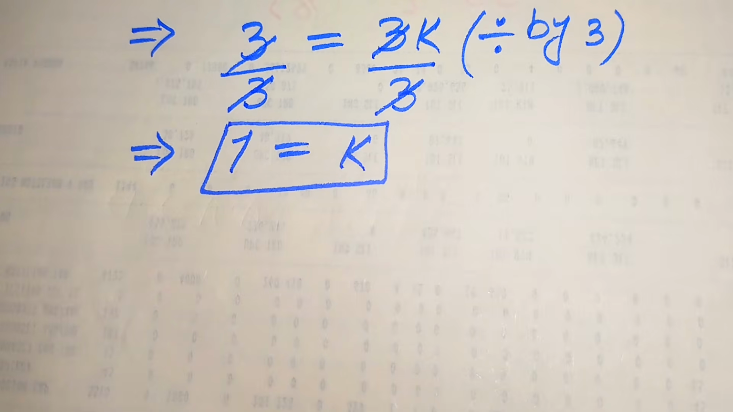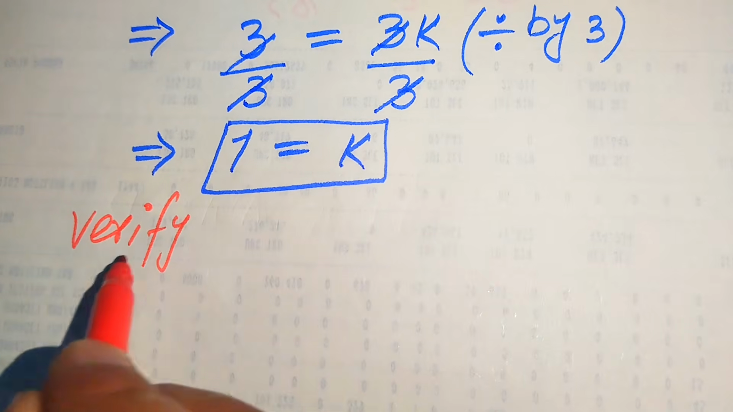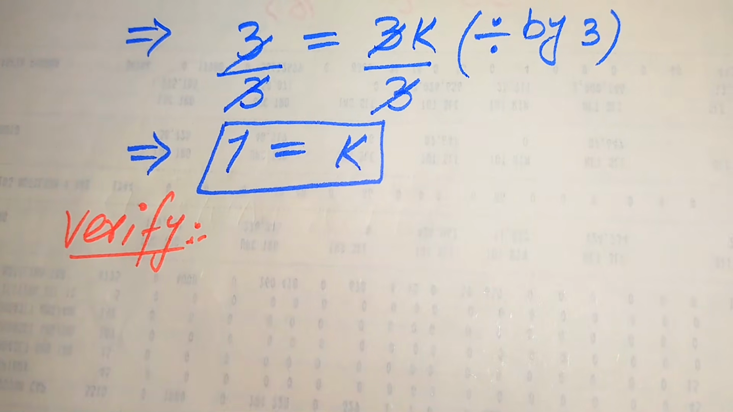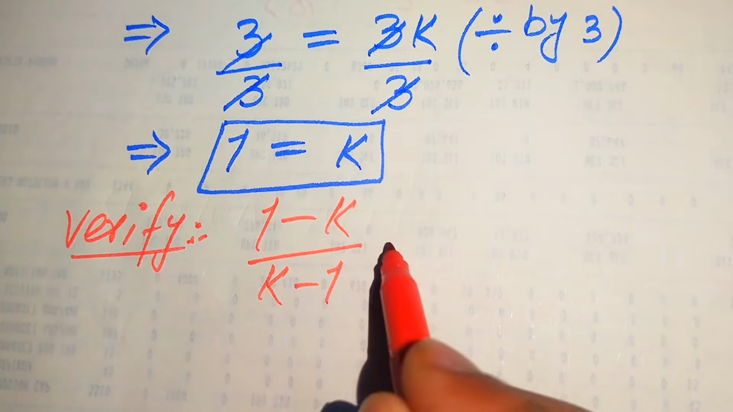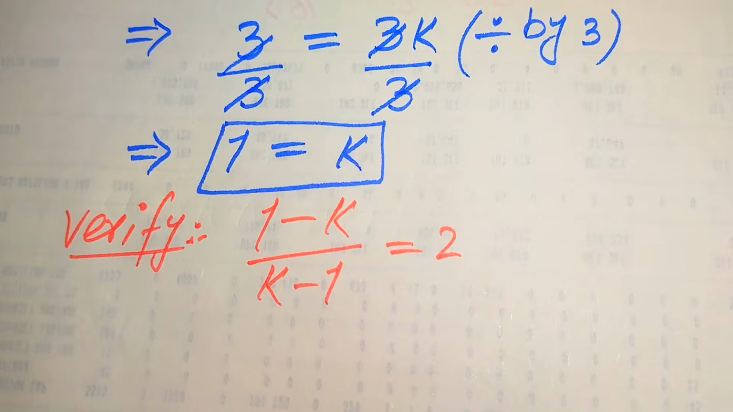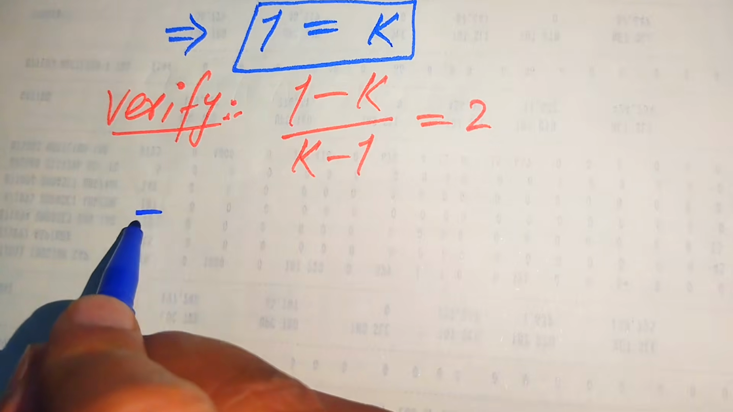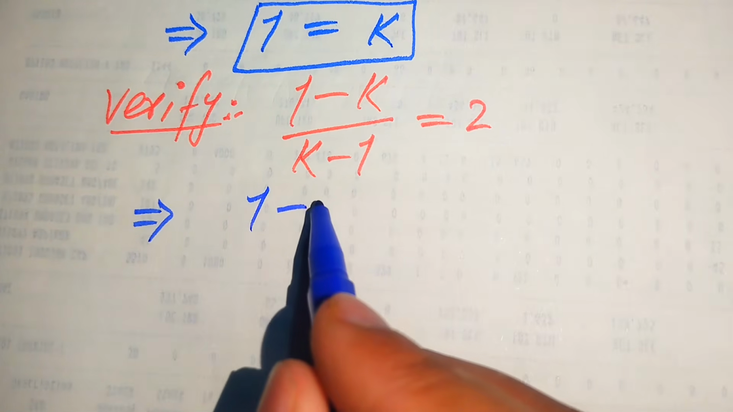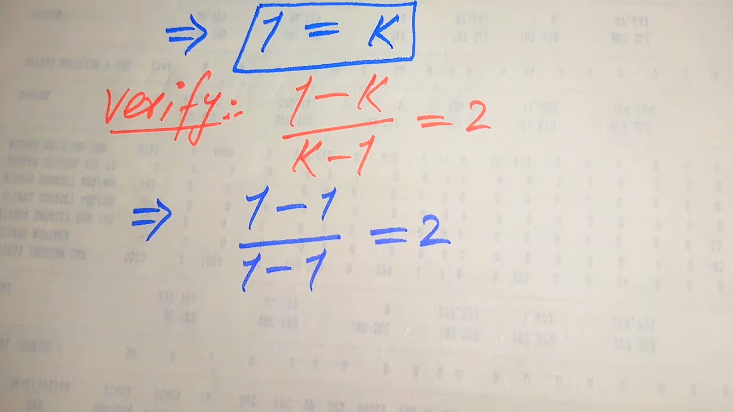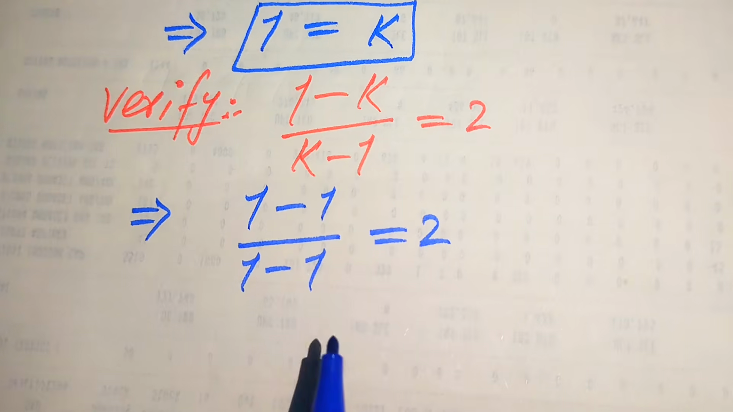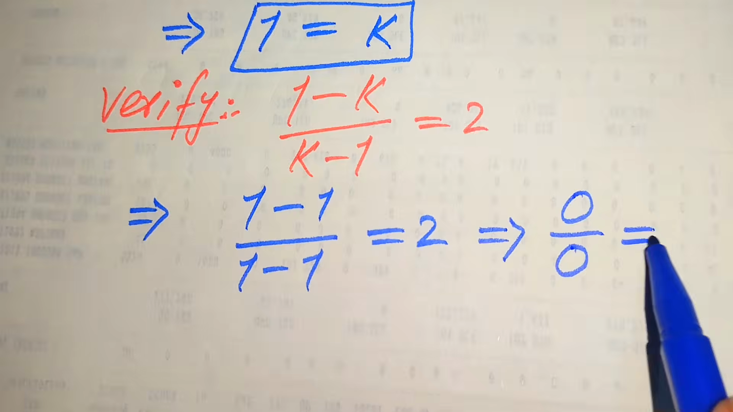And now in the next step, we need to verify whether this value of k is the solution, or whether this value of k is the extraneous root. So for verification of this value, we need to copy down the given question statement. Here it is (1 - k)/(k - 1) = 2. And here we substitute the above value of k into the left hand side and check its behavior. This becomes (1 - 1)/(1 - 1) = 2. So on the left hand side we get 1 - 1 becomes 0, divided by 0, equals 2.